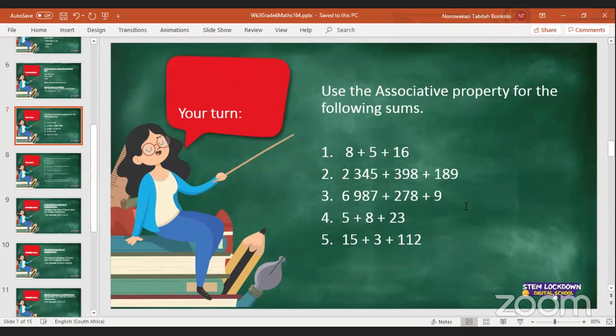The answer will be, can I just do it on my calculator quickly? Yes.